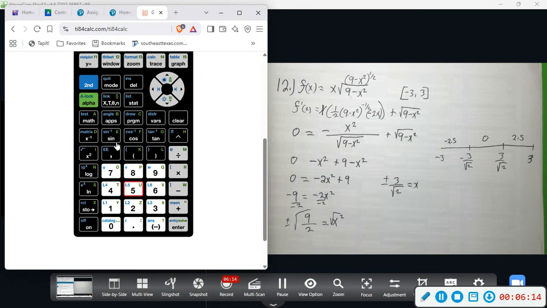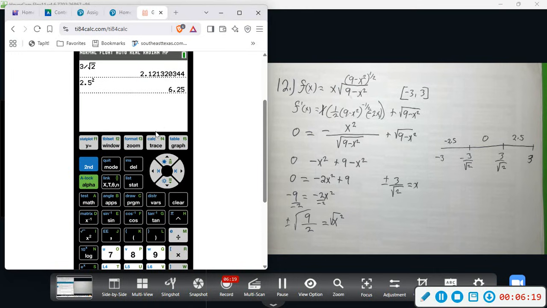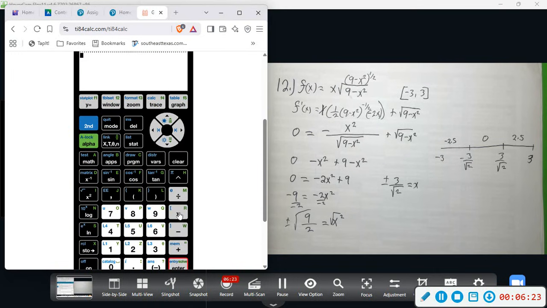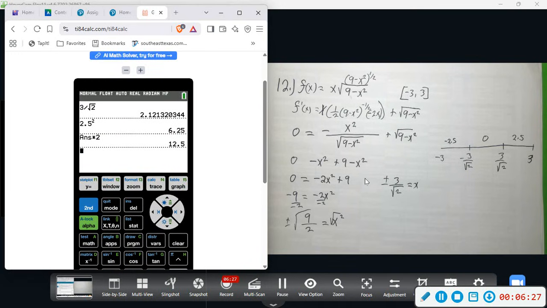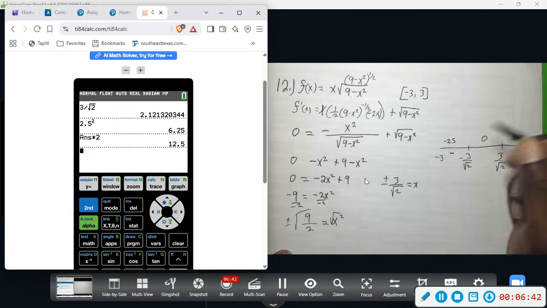2.5 squared is 6.25, and we multiply that times 2, and it gives us 12. Okay, so plugging in 2.5 for x here, it comes back negative, so I got a -12 plus 9. It's going to still give me a negative. So in this section, it is negative.